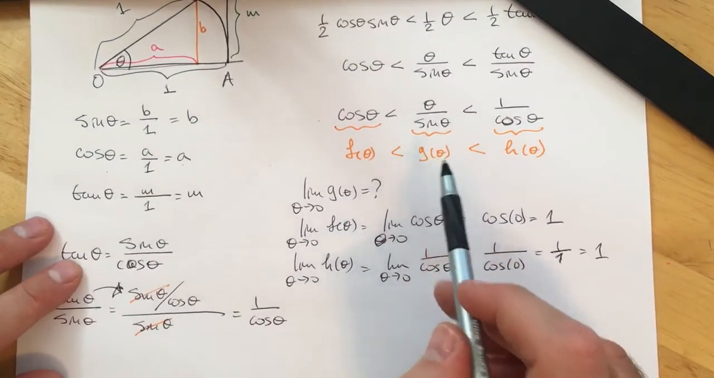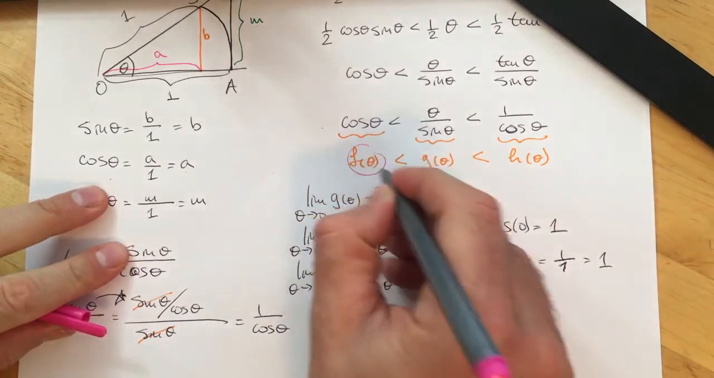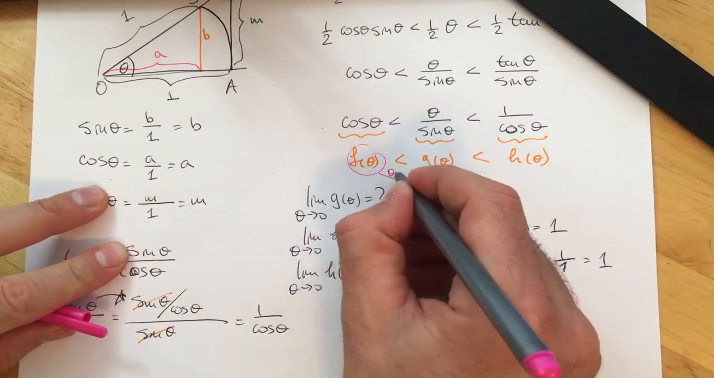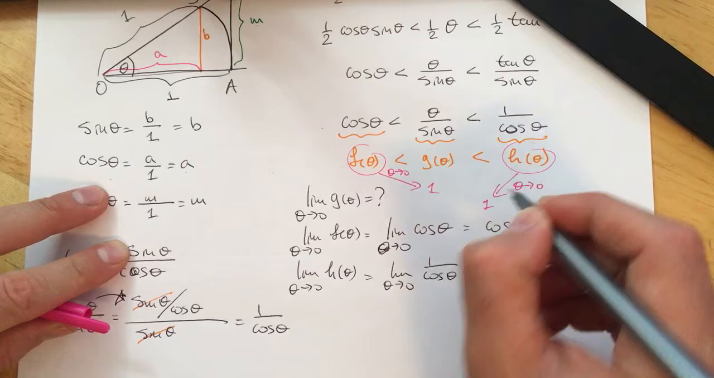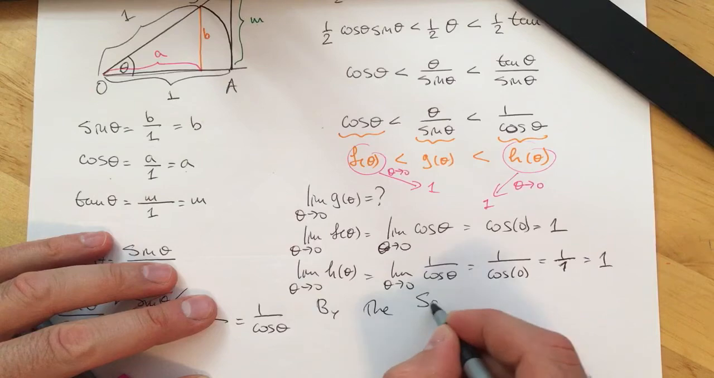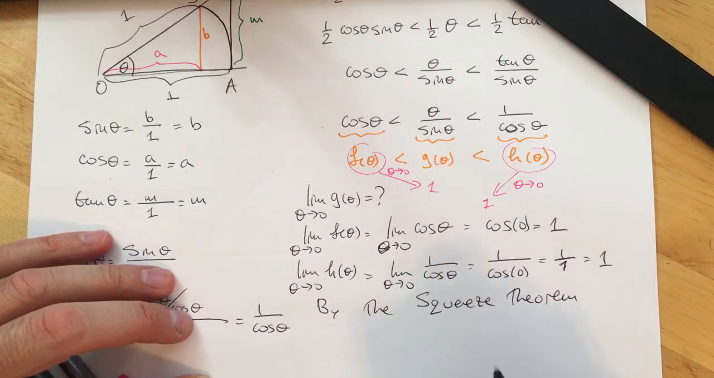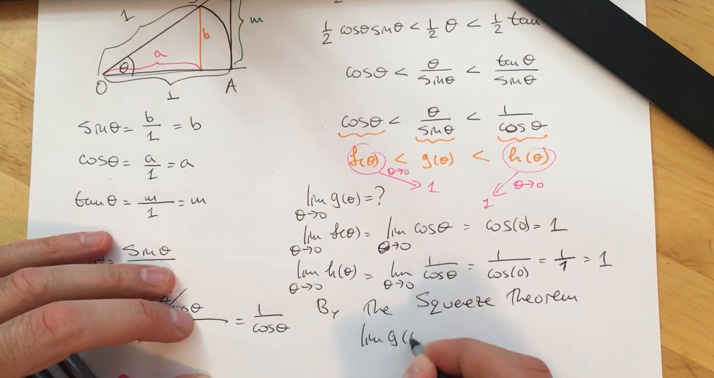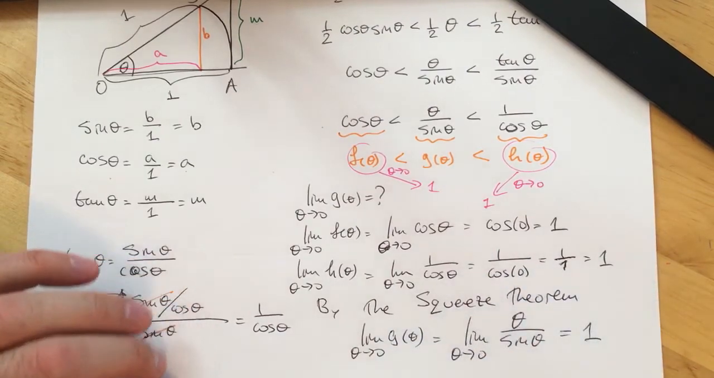So look at this. On one hand, this inequality is satisfied. On the other hand, this limit here approaches 1 as theta shrinks to 0, and this function here approaches 1 as theta goes to 0. This means that by the squeeze theorem, the limit of g of theta as theta goes to 0, or more importantly, the limit of theta over sine of theta as theta goes to 0, is equal to 1.